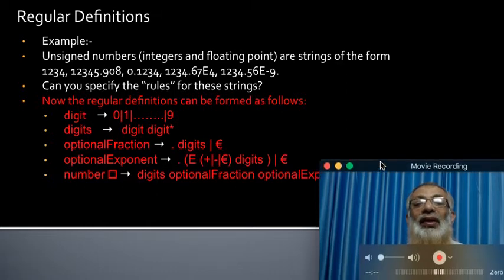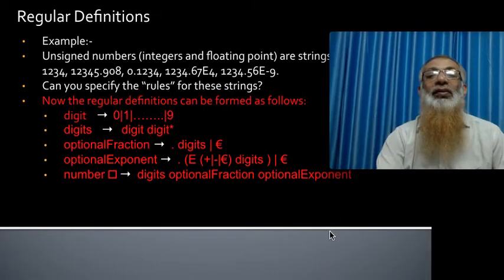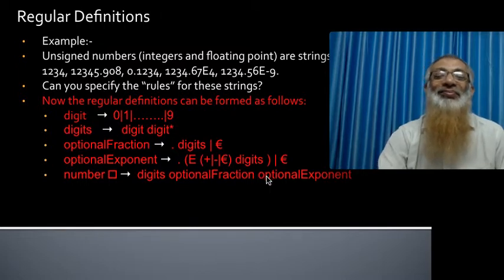Now let us see how this is formed. See the number. Number is a combination of all these 4 RDs. Initially digits. This is followed by the optional fraction and optional exponent. This is how an RE is formed. Several REs are formed and they are properly named so that we can arrive at the complete picture.